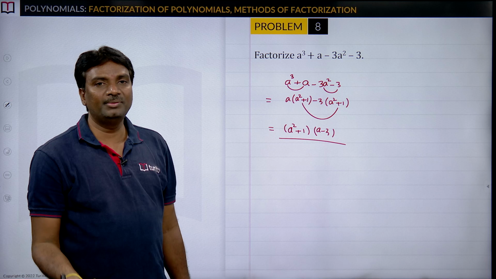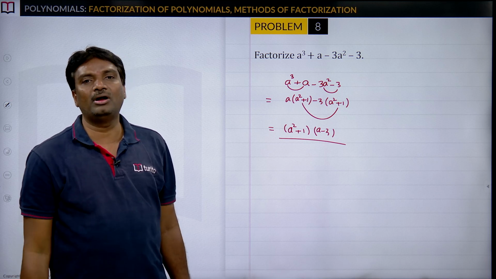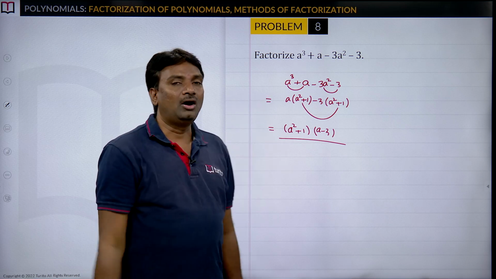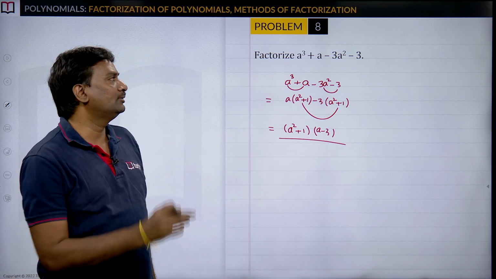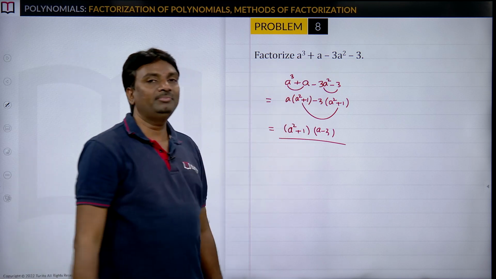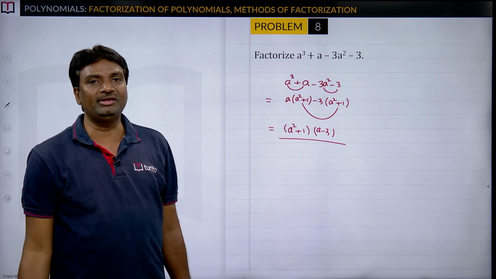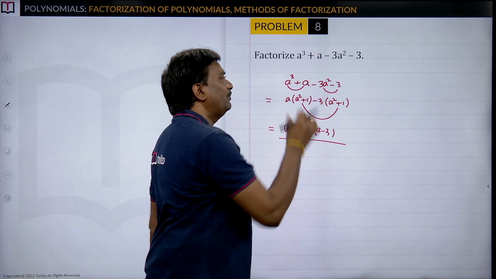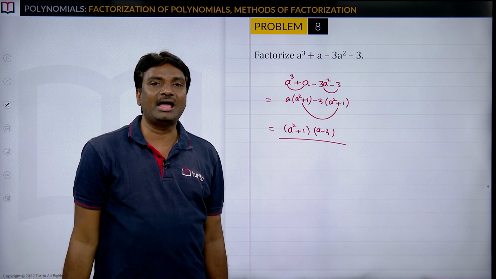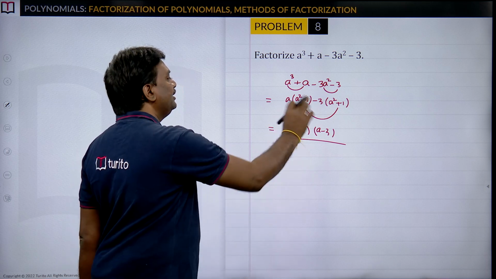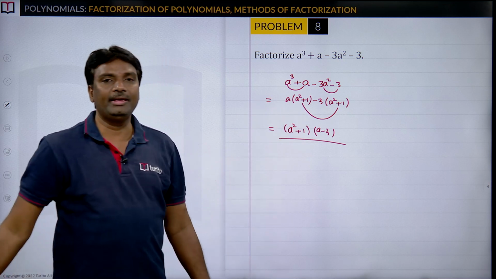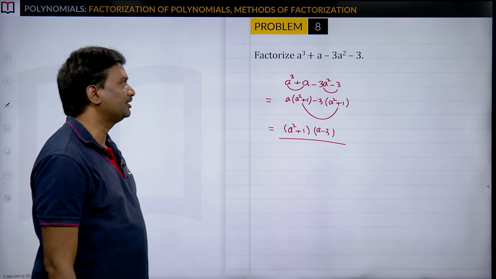In the previous problems, all the terms of the given polynomial had a common factor, but here all the terms do not have the common factor. That is why I have considered the first two terms and the last two terms. From the first two terms a³ + a, we can take a as common. From the last two terms -3a² - 3, we can take -3 as common. Again, by taking (a² + 1) as common, we got (a² + 1)(a - 3). Okay, next problem.